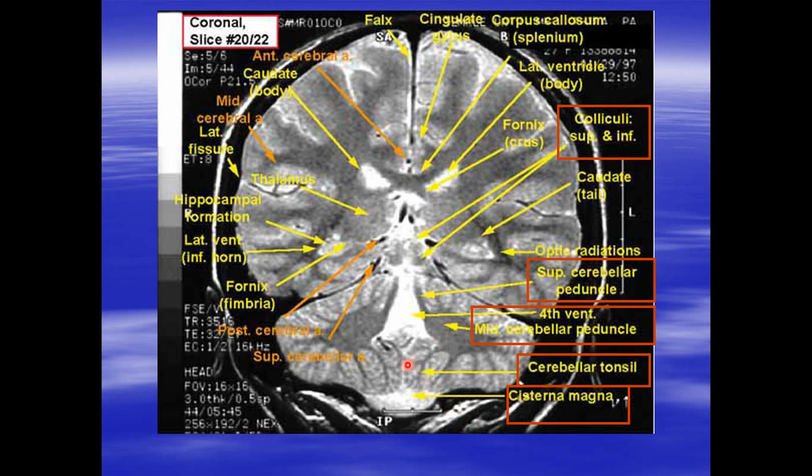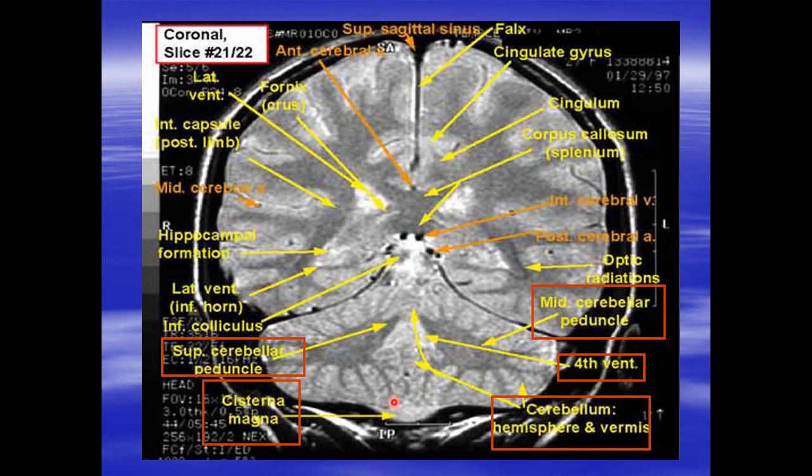As we said, the most inferior and medial parts of the cerebellar hemispheres are the cerebellar tonsils, which are of clinical significance since they herniate through the foramen magnum, causing obstruction to the CSF flow with onset of hydrocephalus. Another section shows the cerebellar hemispheres, and at the midline, this small part here is called the vermis of the cerebellum.